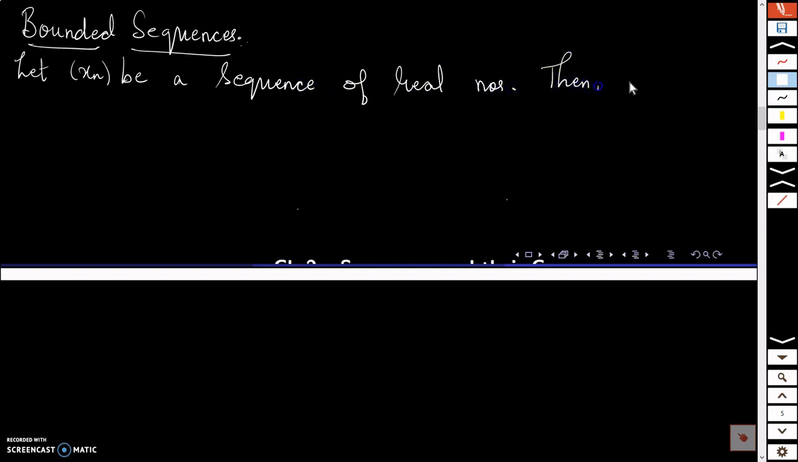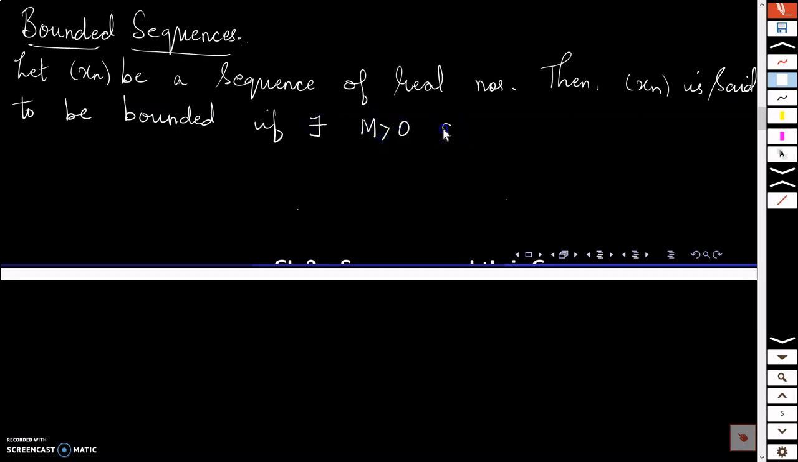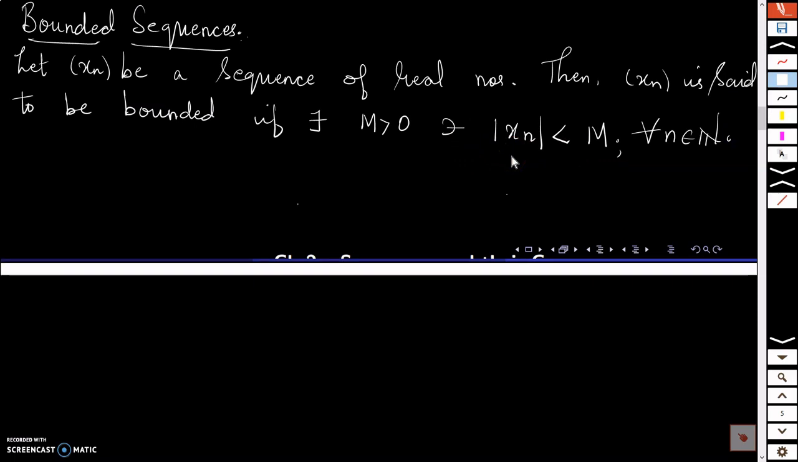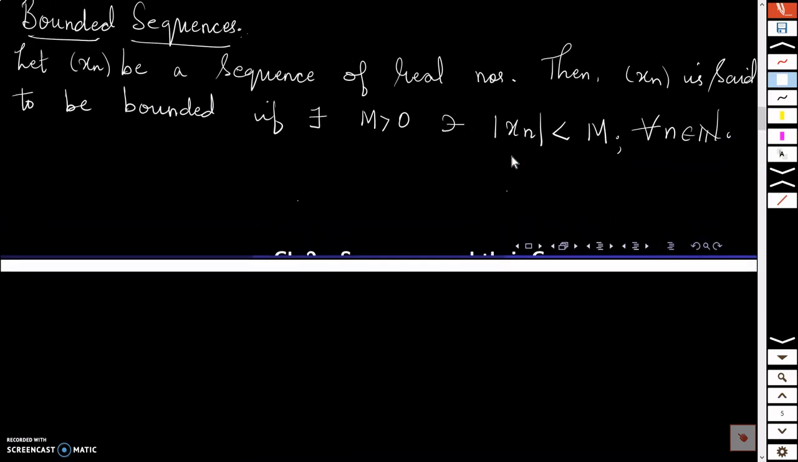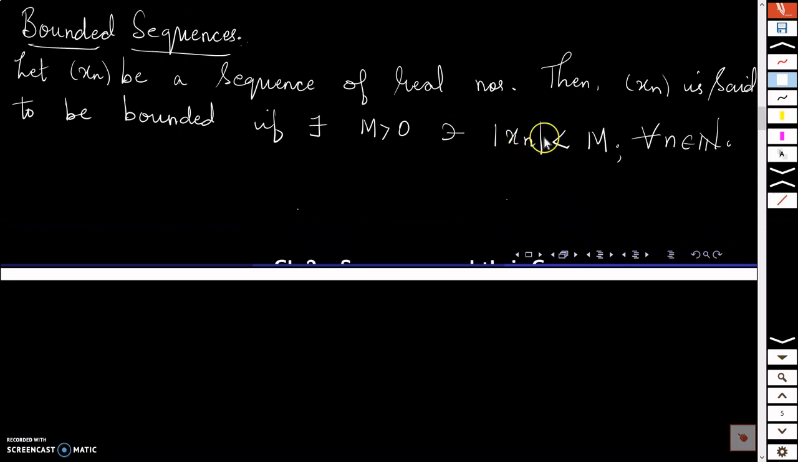Then this sequence xn is said to be bounded if there exists a positive real number m such that the absolute value of all the terms of the sequence is less than this real number for all n belonging to N. So a sequence xn of real numbers is said to be bounded if all the terms of the sequence, when you take the absolute value, are less than m for every natural number.